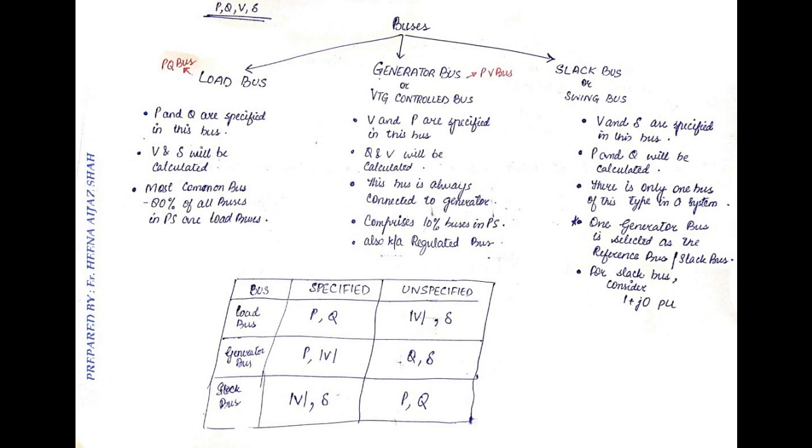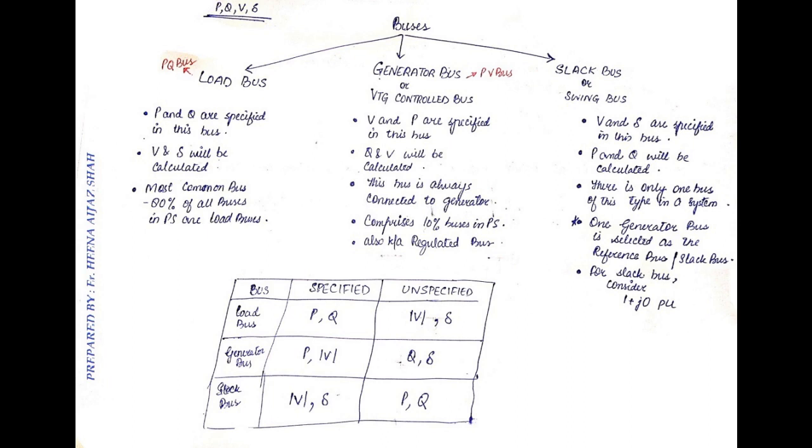Now coming to the generator bus. The generator bus is also known as the voltage controlled bus. In this bus, the two quantities that are specified are active power and the voltage. This bus comprises 10% of the buses in the power system. This bus is also known as the regulated bus. So in the generator bus, active power and voltage are specified. After performing the load flow analysis, we can get the information about the reactive power and the phase angle.